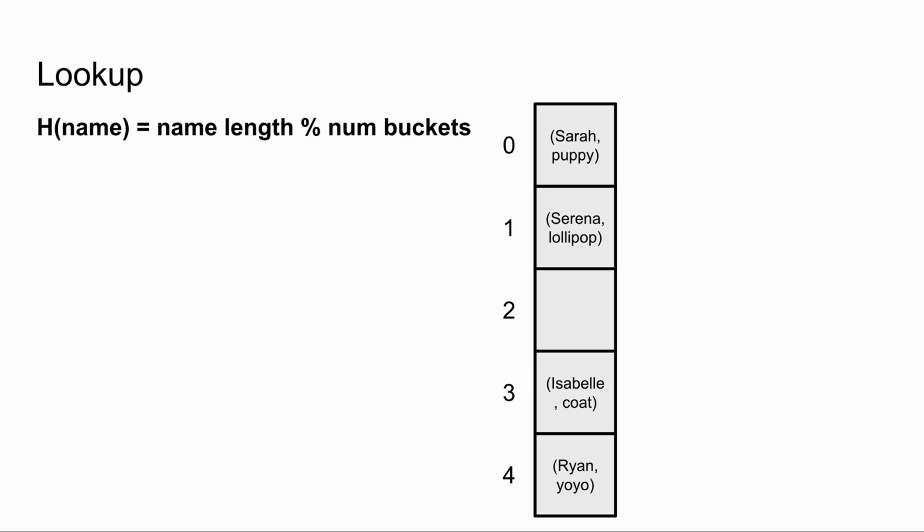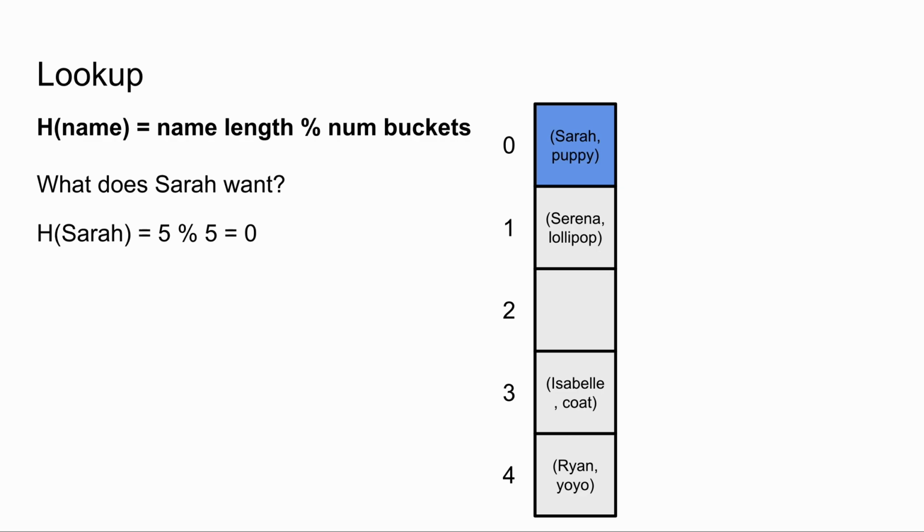Say we're interested in finding out, what does Sarah want? We hash Sarah and get a hash value of 0. Then we just check the bucket with index 0, and we can see that Sarah wants a puppy. So you can see that so far, lookup is very similar to insertion, with the only difference being that you don't insert.